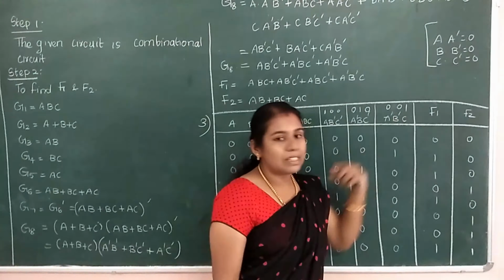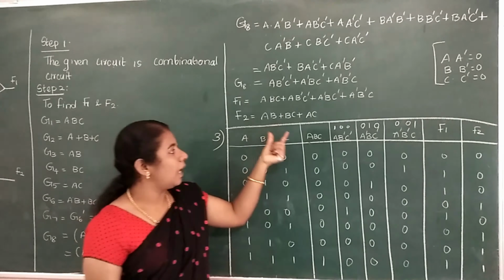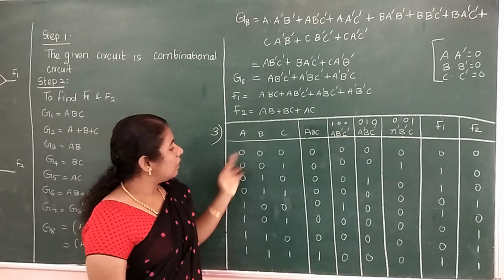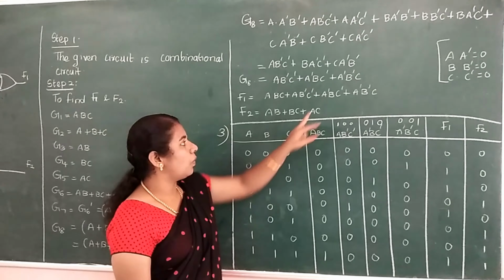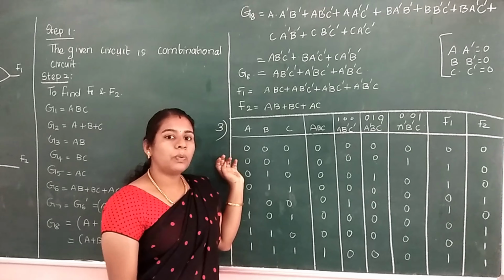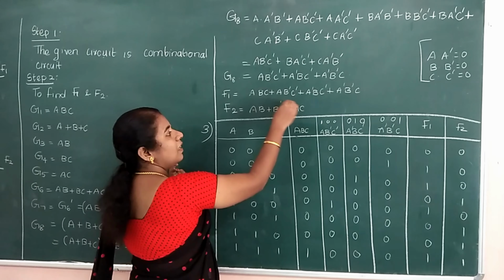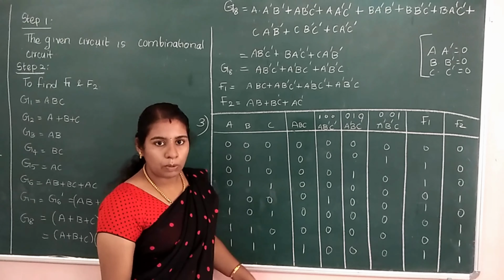Then the last term is F2. F2 means the OR combination of AB plus BC plus AC. Here all the inputs are 0, so the output will automatically be 0. The next one is 0, 0, 1. For C alone, the input is 1. If any one of the inputs is 0, the product term will automatically be 0. So here C is 1, and all the terms are 0. So 0 plus 0 plus 0, the answer will be 0.